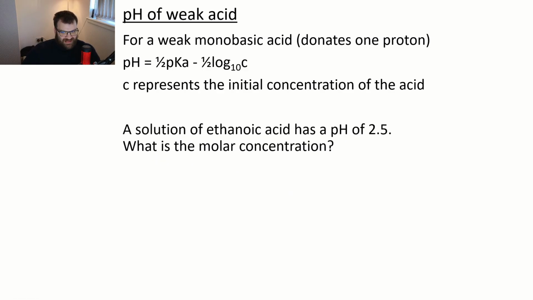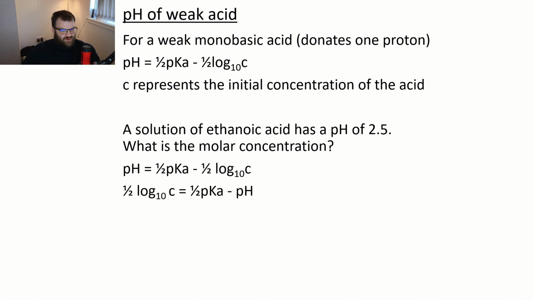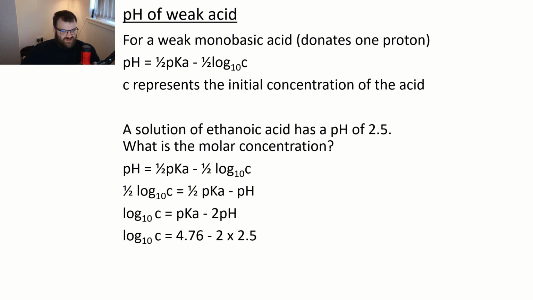The question might give you a pH and ask you to work out the molar concentration. Starting off with the same relationship, we're going to do some moving around. The half log to the base 10 of C, move it to the left, make it become positive, and then move the pH over, and then take that away from the half pKa. That gives us the half log to the base 10 of C equals half of pKa minus the pH. Getting rid of the half in front of the log to the base 10, we times both sides by 2. At this point, I think just plug the numbers in. That's going to give us what the right-hand side is. So 4.76 from the data booklet, and then it tells you the pH is 2.5.